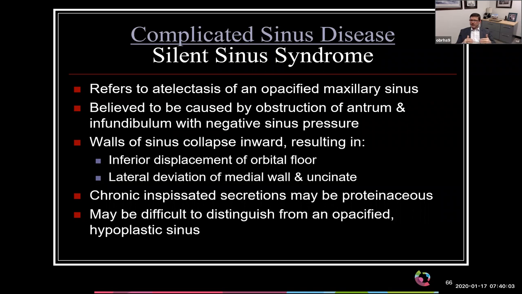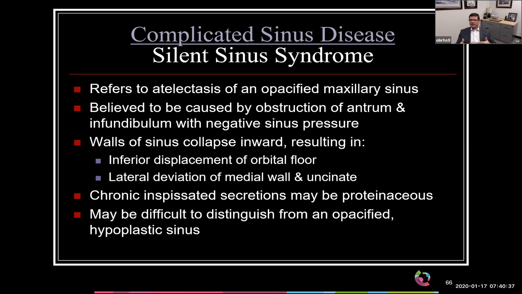Now, when you have inferior displacement of the floor of the orbit, patients can present with enophthalmos because you're increasing the intraorbital volume, so the globe actually extends posteriorly. And then typically patients will actually present with acute onset of a facial deformity where they'll actually get a sunken deformity overlying the sinus that has collapsed. Since it's a chronic process, you're going to see inspissated or proteinaceous secretions. And sometimes it can be very difficult or even impossible to differentiate from a completely opacified hypoplastic sinus, which is far more common.